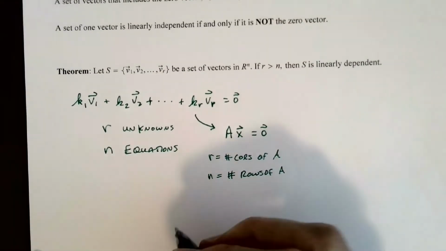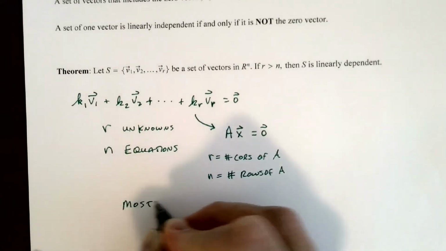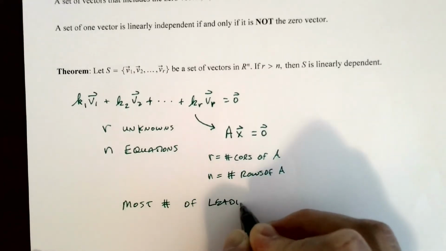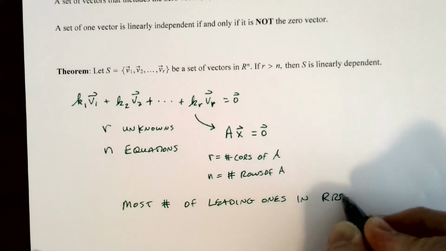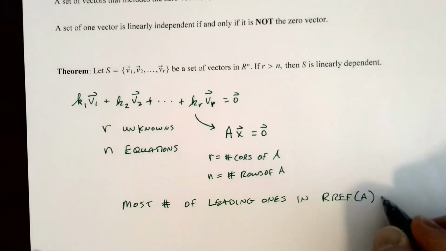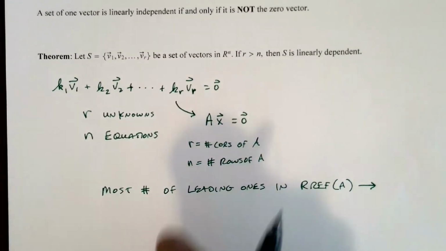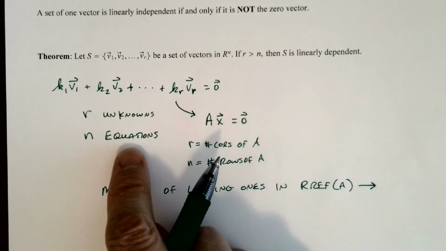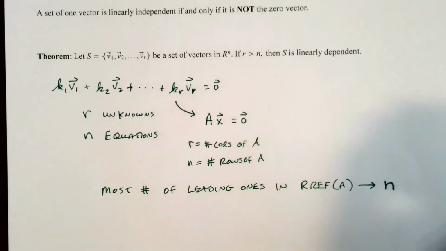Well, let's think about that. When I put A in reduced echelon form, what's the most number of leading ones in the reduced row echelon form of A? What is the most number of leading ones I can have? Well, we know that there are n equations, right? And so the most I can have is 1 for each equation.